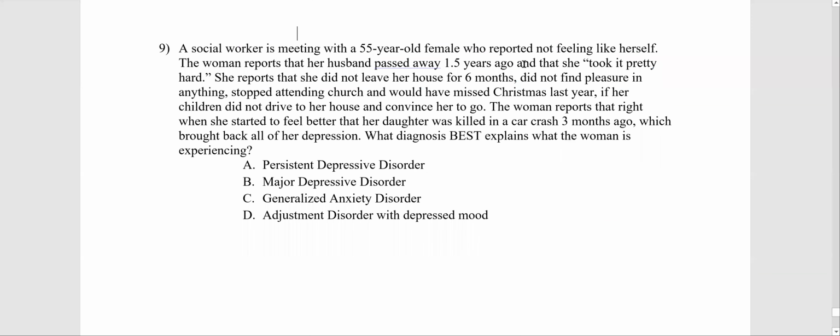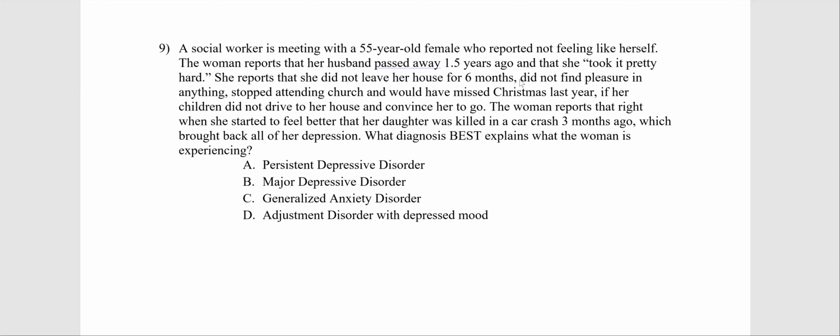Question 9. A social worker is meeting with a 55-year-old female who reported not feeling like herself. The woman reports that her husband passed away a year and a half ago, so 1.5 years ago, and that she took it pretty hard. She reports that she did not leave her house for 6 months, did not find pleasure in anything, stopped attending church, and would have missed Christmas last year if her children did not drive to her house and convince her to go. The woman reports that right when she started to feel better, her daughter was killed in a car crash 3 months ago, which brought back all of her depression.